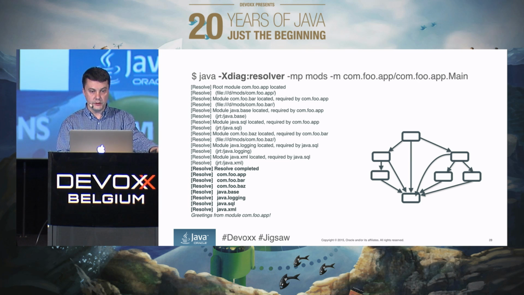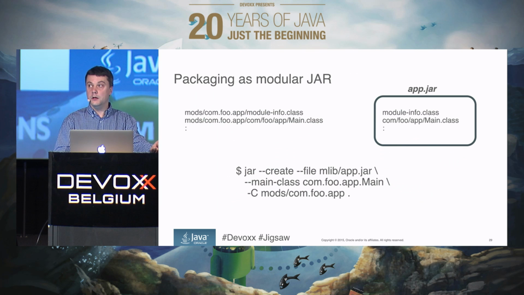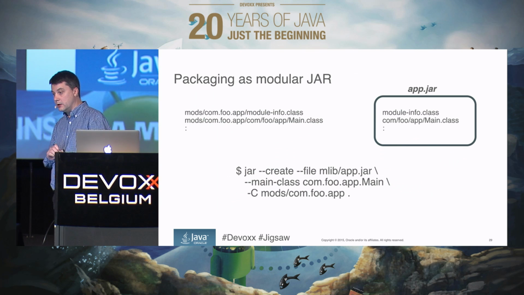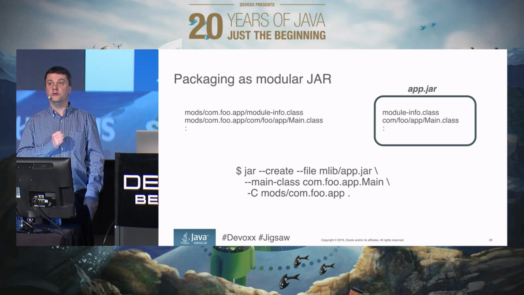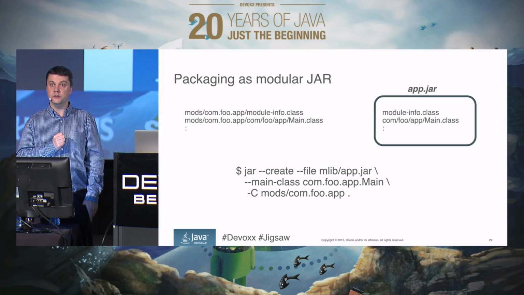And I want to move on and talk a little bit about packaging. Mark touched on modular jars in the keynote this morning, so I want to spend a couple of minutes on modular jars. A modular jar is just a regular jar file, except it has a module-info.class in the top level directory of the jar file.